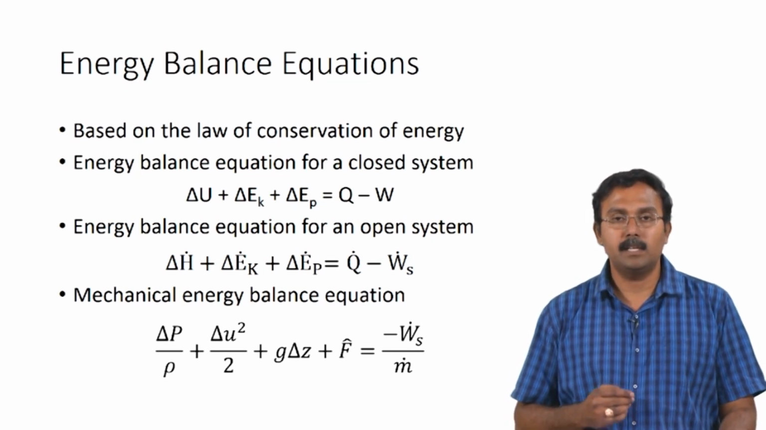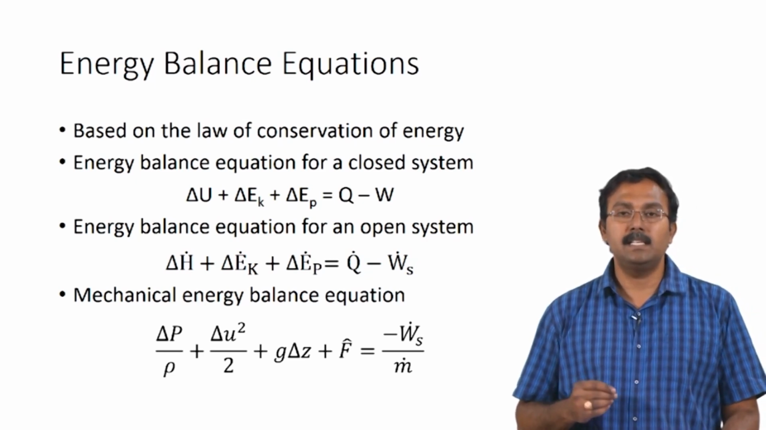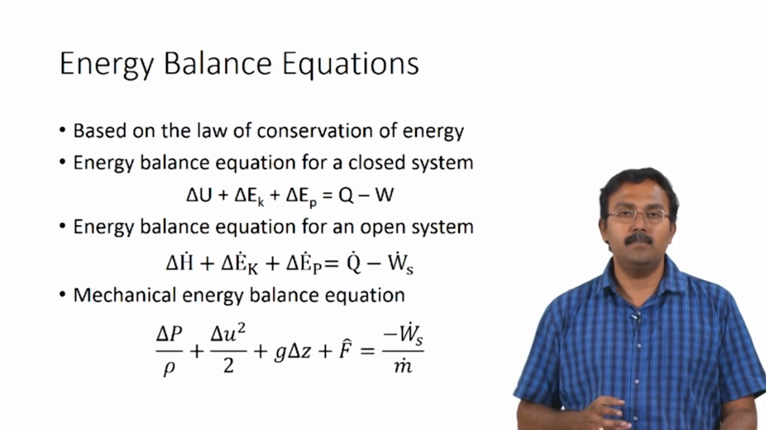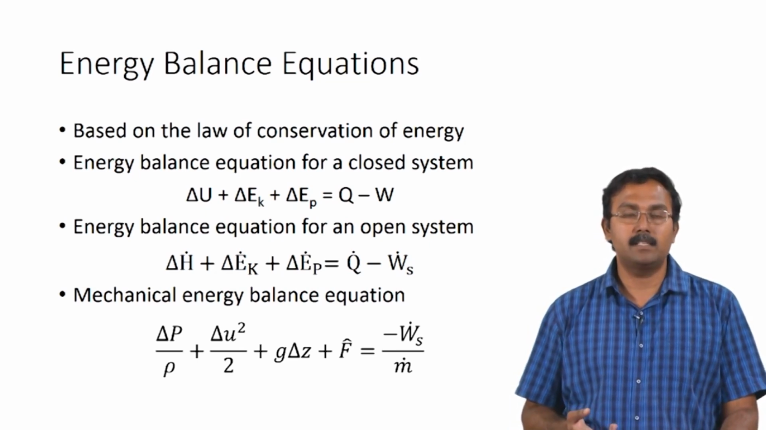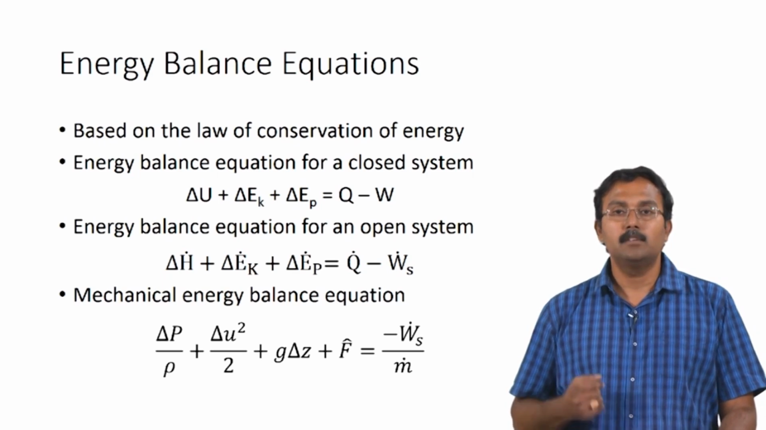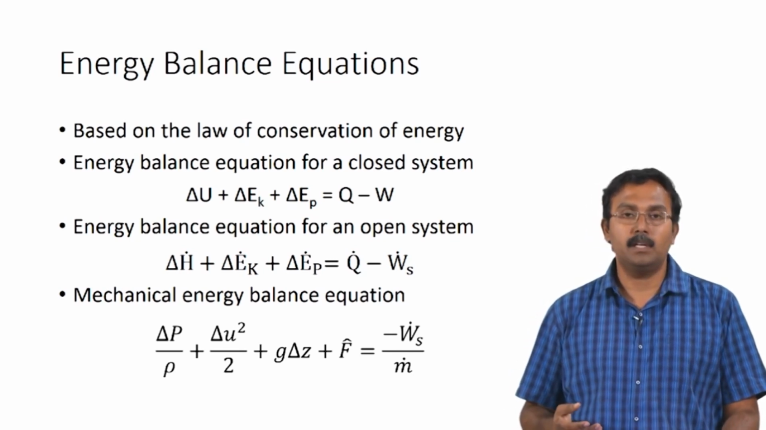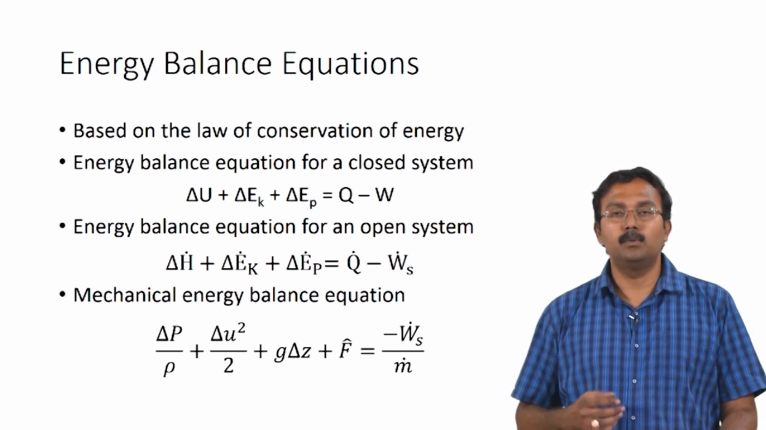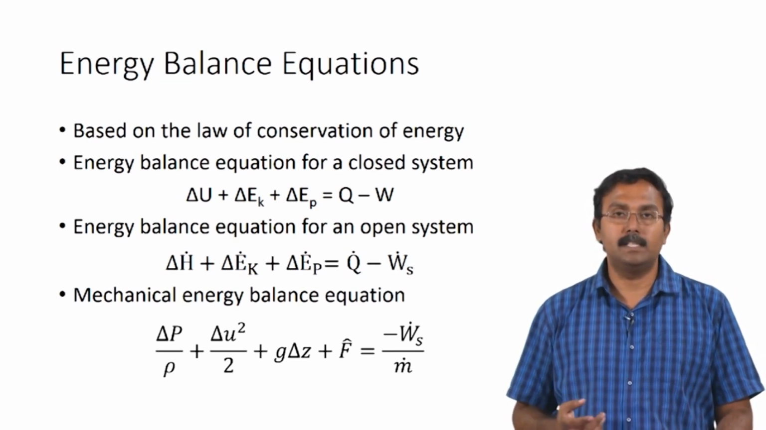Mechanical energy balance equation is delta P divided by rho plus delta u squared by 2 plus g delta z plus F cap equals minus Ws dot by m dot. The derivation for this equation we have already discussed. Please go and look up the old lectures, you will be able to find the derivation. This equation can actually be further simplified when F cap, which is the friction factor, goes to 0 and there is no shaft work. So, the equation will become delta P divided by rho plus delta u squared by 2 plus g delta z equals 0. This simplified equation is called Bernoulli's equation.